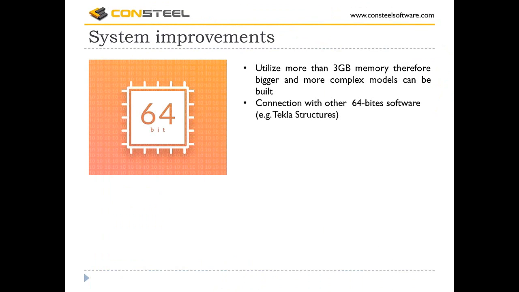Let's see the performance and system improvements. ConSteel and csJoint finally moved to 64-bit. Thanks to the new technology, ConSteel and csJoint are able to utilize more than 3 GB of memory. Therefore, bigger and more complex models can be built in our software. And ConSteel is able to connect with other 64-bit software, for example, Tekla Structures.